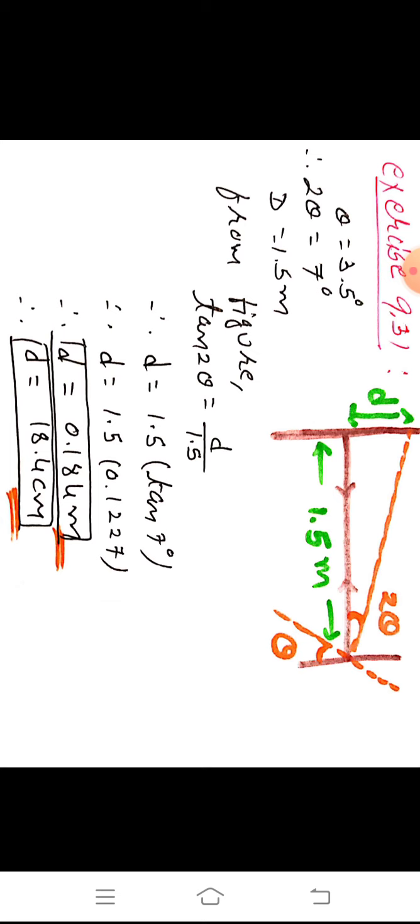0.1227. दैट्स वाई D is 0.184 meter. Initially the distance given in meter, that's why we will get 0.184 meter. अगर सेंटीमीटर में चाहिए तो 100 से मल्टीप्लाई कर दो देन 18.4 सेंटीमीटर. थैंक यू फ्रेंड्स.